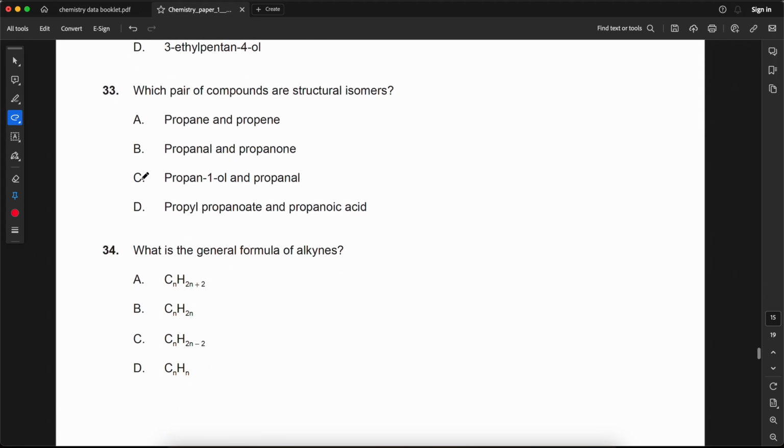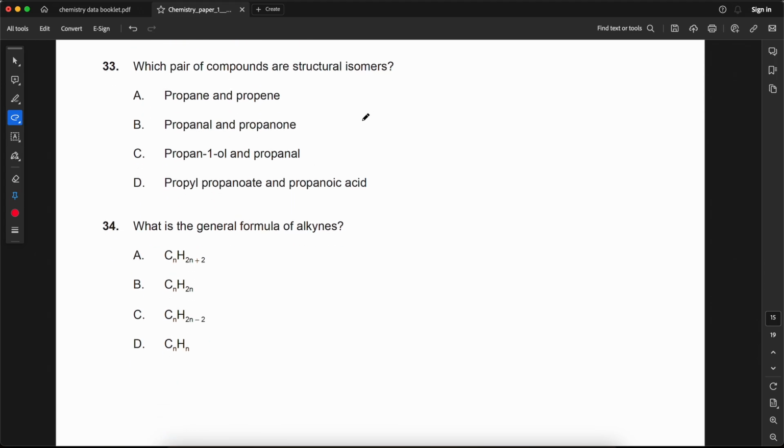Which pair of compounds are structural isomers? The formula for propane is CnH2n+2. Propene, an alkene, is CnH2n. No. Propanol is CnH2n+2O, so the answer is B. But for propanol, CnH2n+2O, and propanal, CnH2nO.